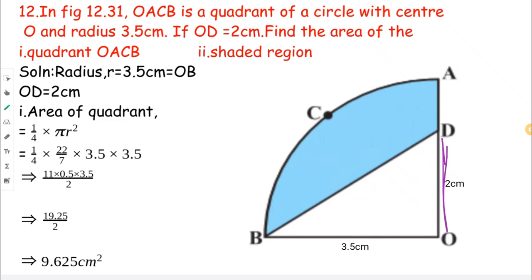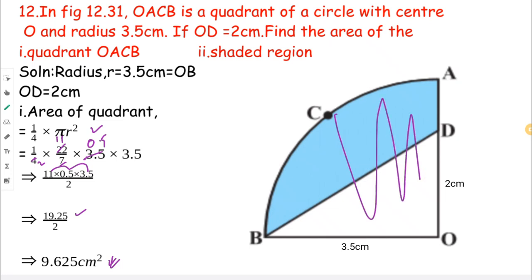So how do you find the area of the quadrant? Pretty simple. Area of the quadrant means simply 1 by 4 times the area of the circle. We have been doing this, so I've written it here. Radius is already given, 3.5. Then 2 7s are 14, 2 11s are 22, 7 0.5 equals 3.5. Now we multiply 11 into 0.5 and 3.5, we'll get 19.25 by 2. When you divide, we get the area of this quadrant to be equal to 9.625 centimeter square.